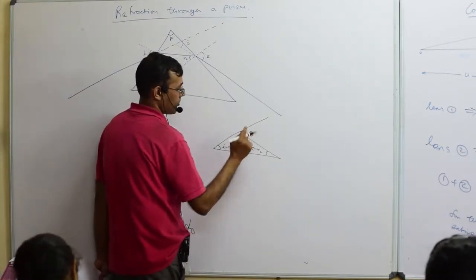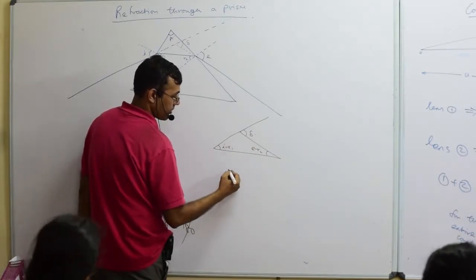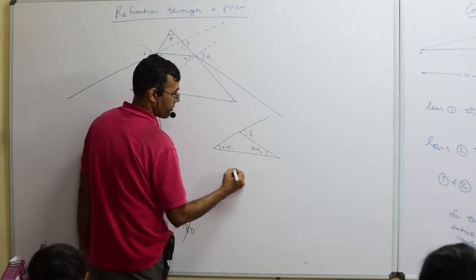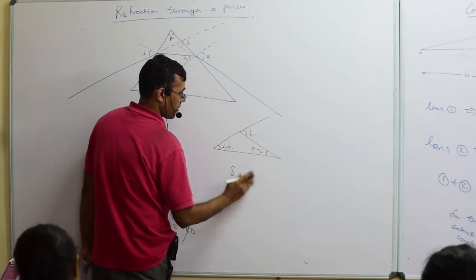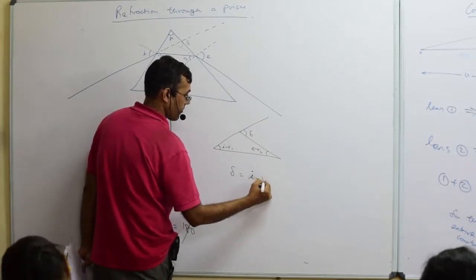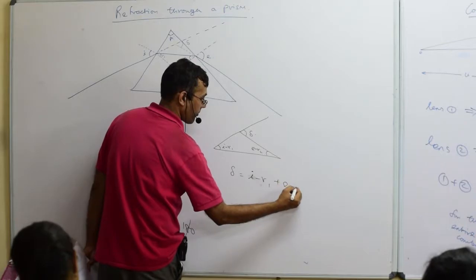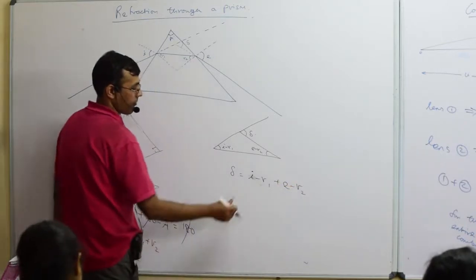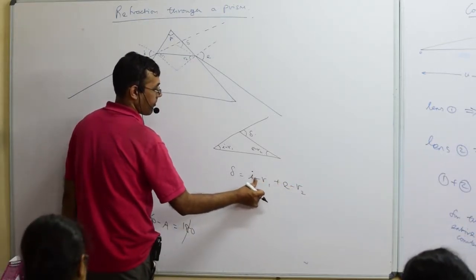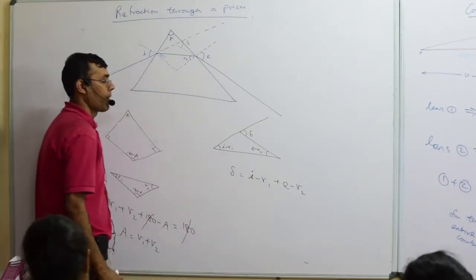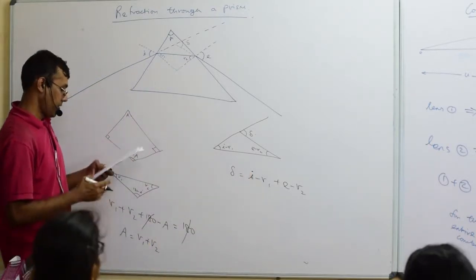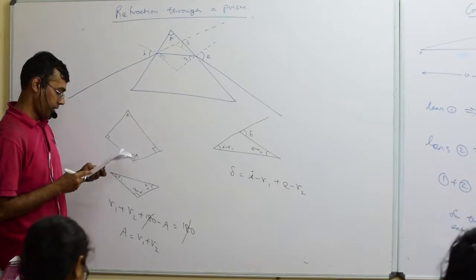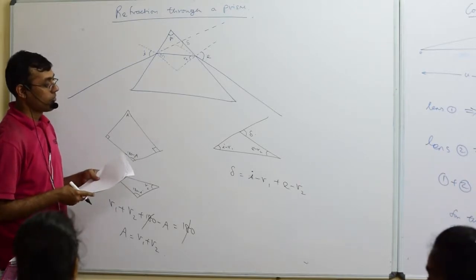Okay, very good. So the external angle is equal to the sum of the two internal angles. So del is equal to... okay, that's a simple trigonometric theorem in our triangles.